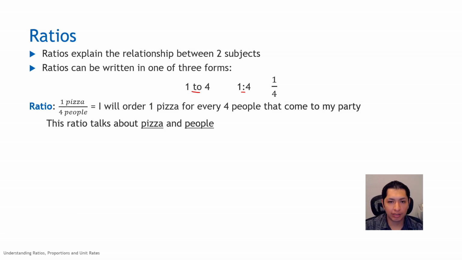And that can apply to a situation where I say something like, I will order 1 pizza for every 4 people that come to my party. So the 2 subjects in this ratio are pizza and people, and it shows what the relationship between the 2 are. If there are 4 people, I will get 1 pizza.